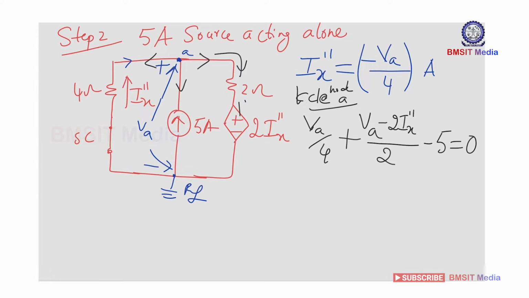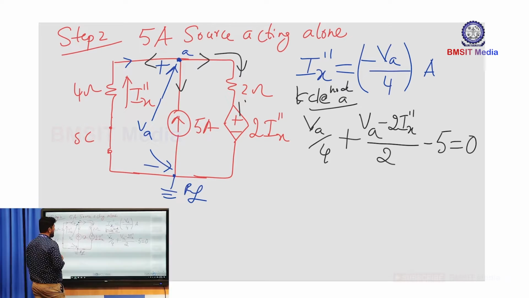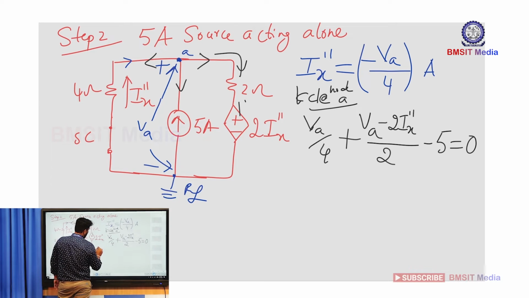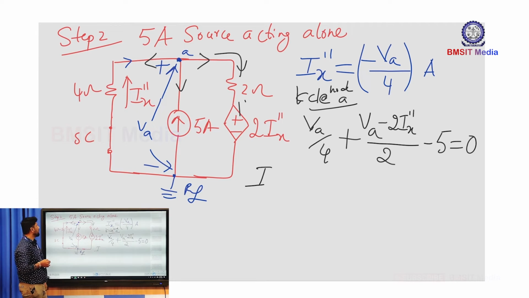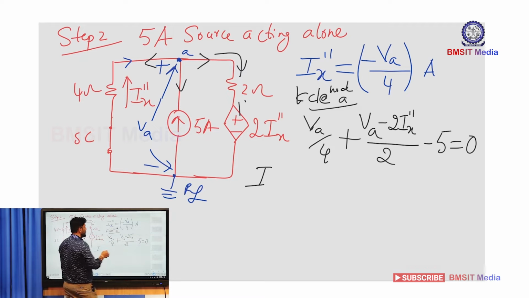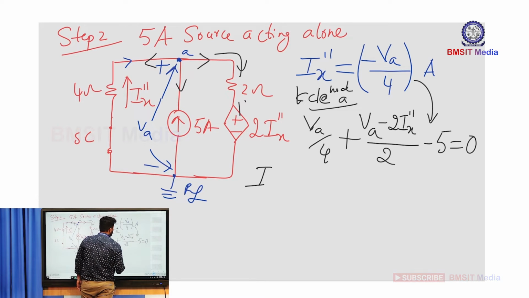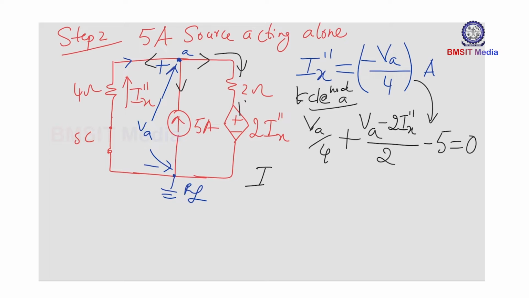But you observe here, your Ix double dash you can eliminate. From the network you observe, you can write your Ix double dash is minus VA divided by 4. Ix double dash is minus VA by 4. You can use this equation here, so you will get everything in terms of VA.